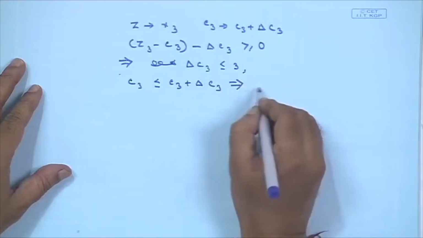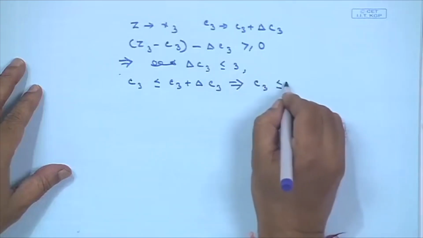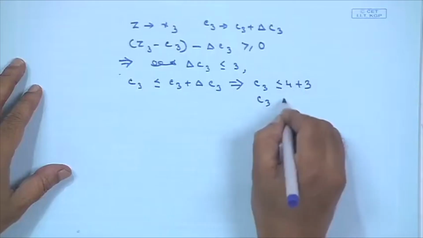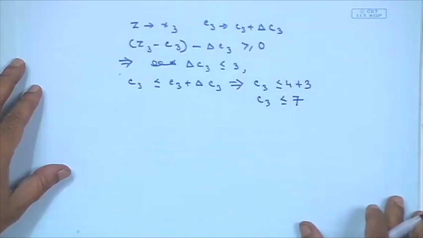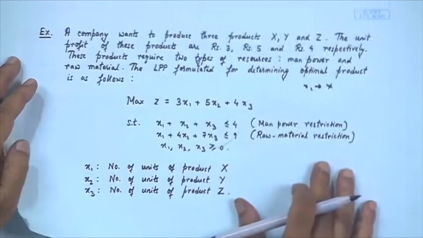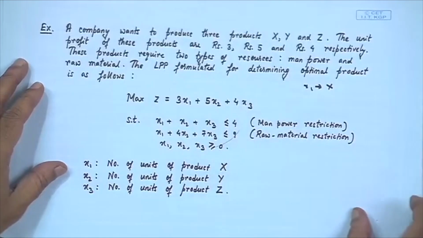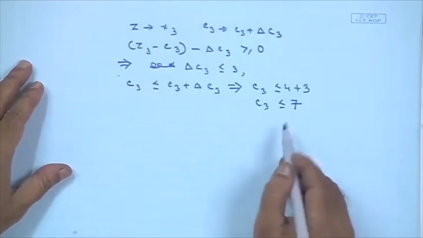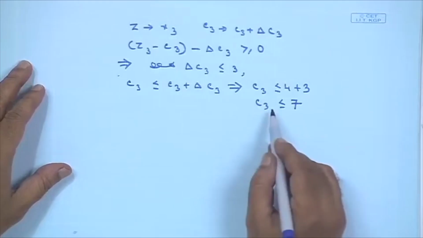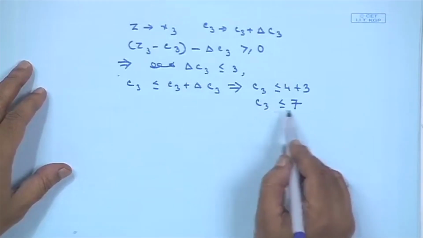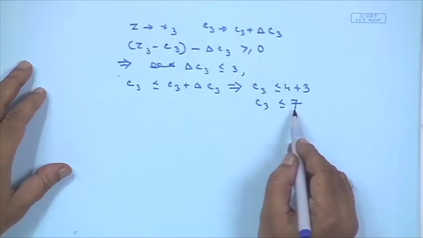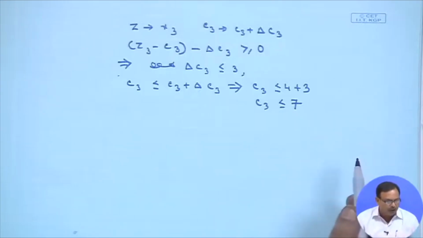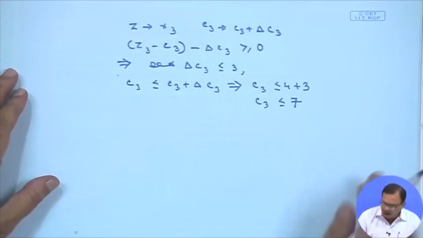From here I can write down C3 less than equals 4 plus 3, or C3 less than equals 7. So, your original value of the coefficient for x3 was 4. What is our conclusion now? Till the unit price for the product Z, which is C3, is up to 7, if we change it up to 7, there will be no change in the optimal solution. So, please note this one, that there will be no change in the optimal solution.